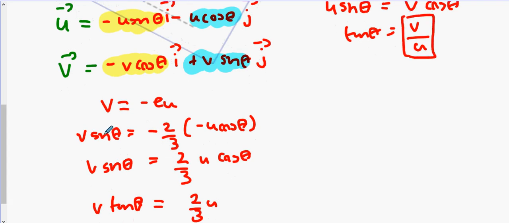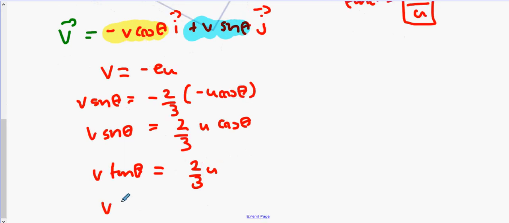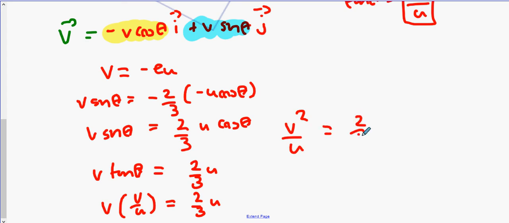So we're going to get phi times phi over u equals 2/3 u. We're going to get phi squared over u equals 2/3 u. Then phi squared equals 2/3 of u squared. I think that's going to be what we need. Now, what do we need?